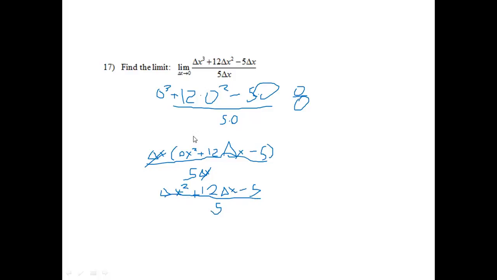And now remember, we're not done because we're finding the limit as delta x approaches 0. So I really want to still put 0 in for my delta x. So now if I put 0 in for all the delta x's, I end up getting negative 5 over 5, which reduces to negative 1. So that would be my limit.